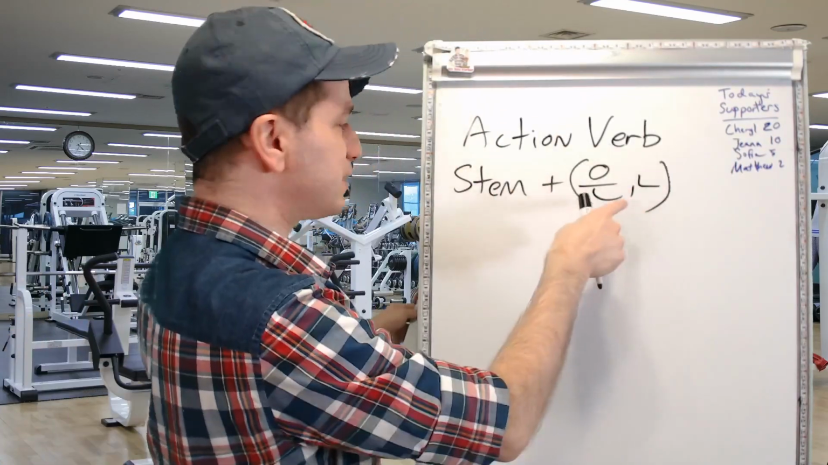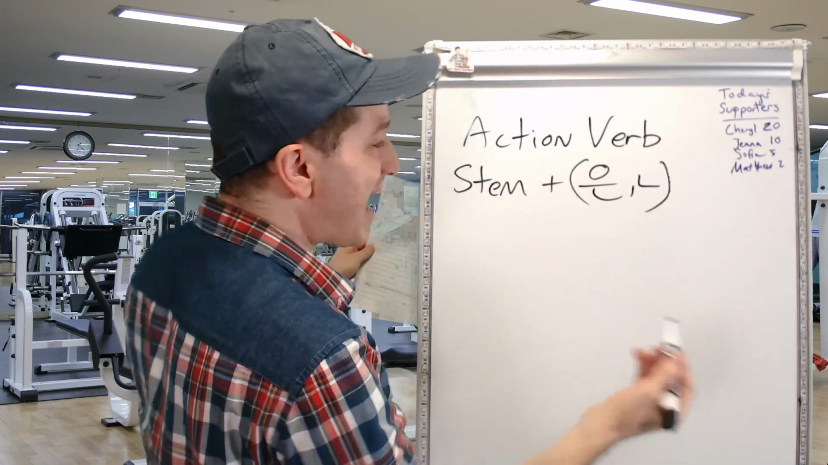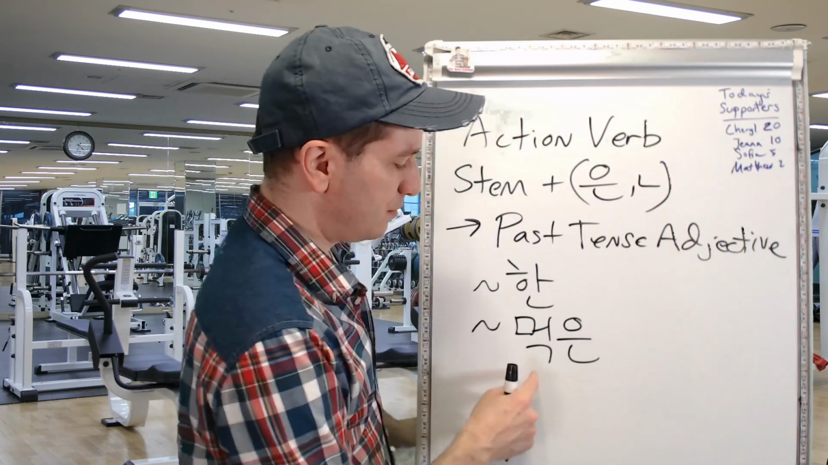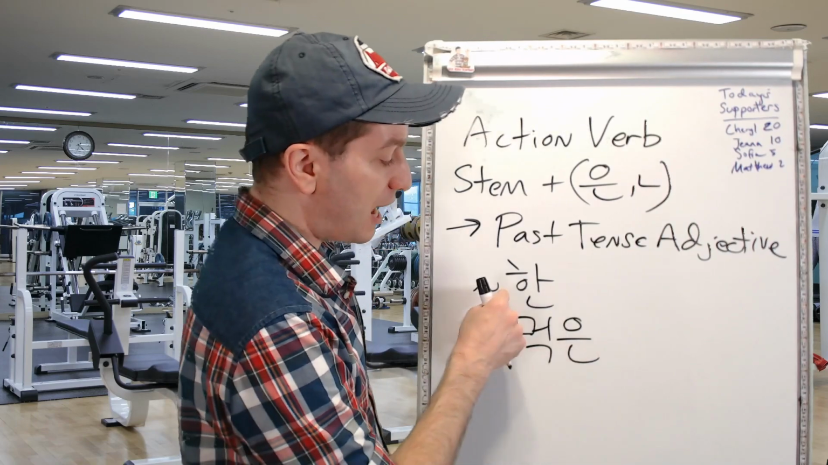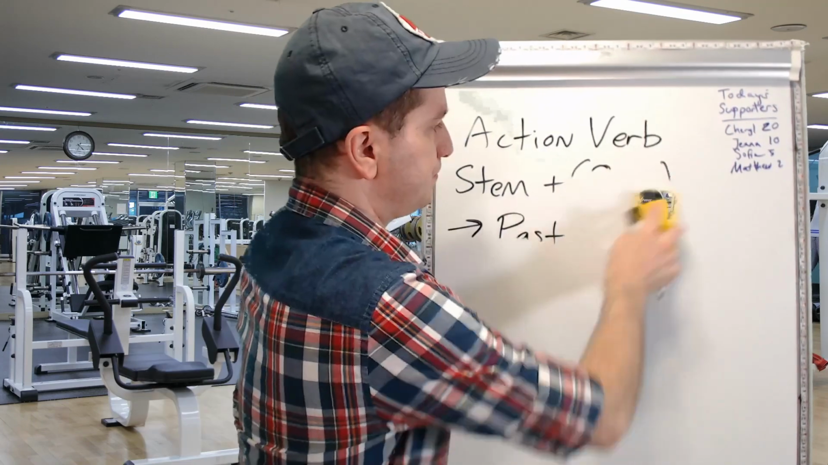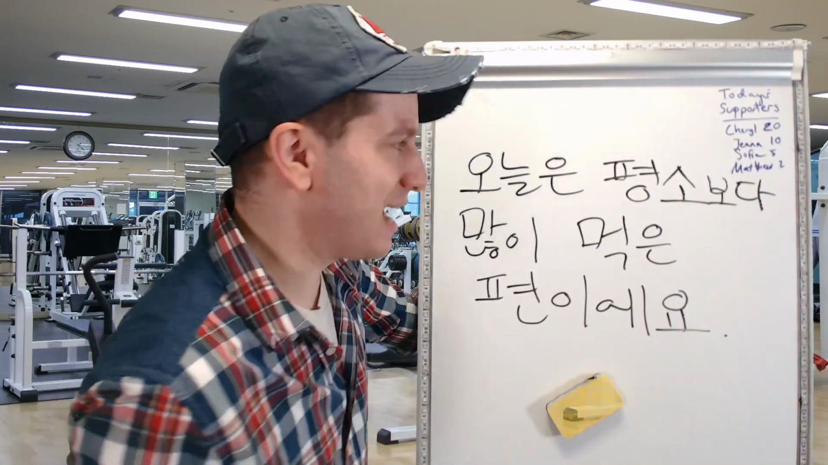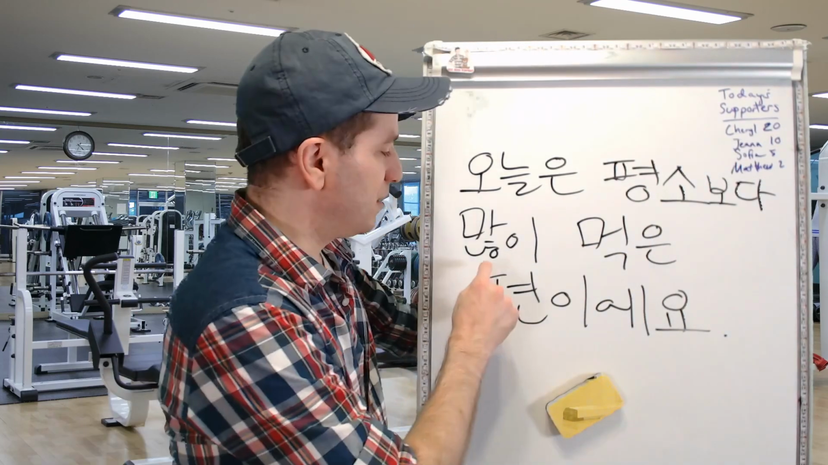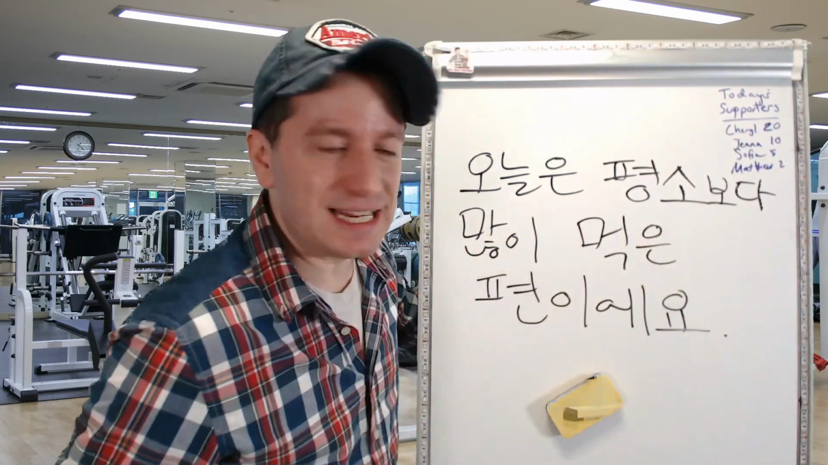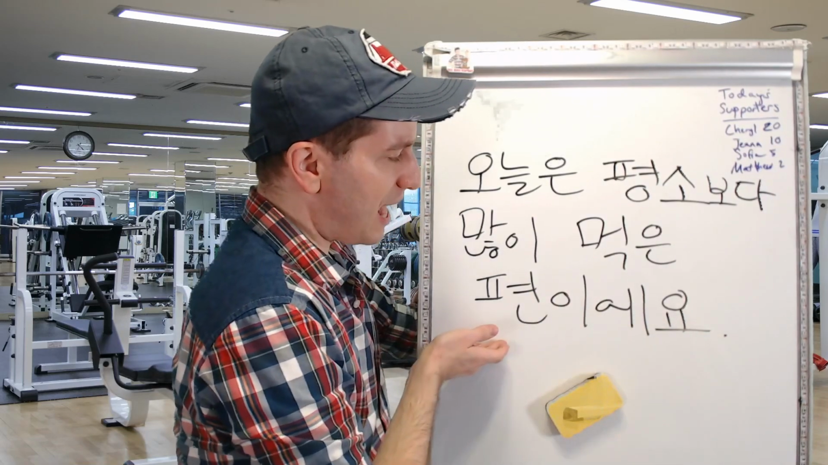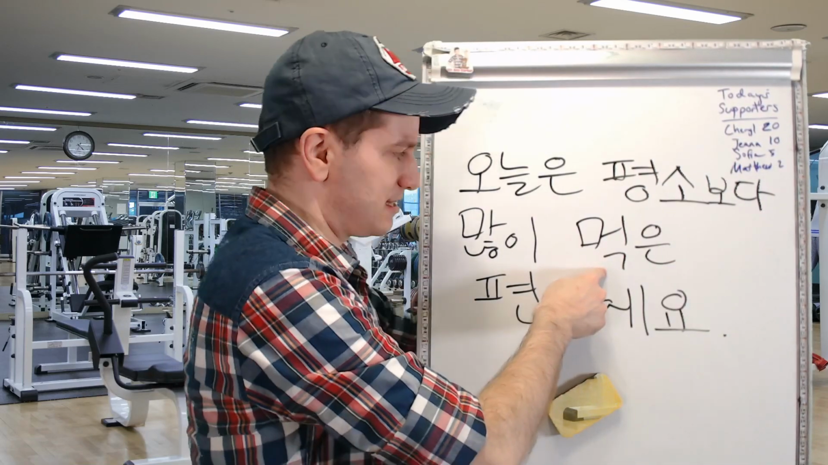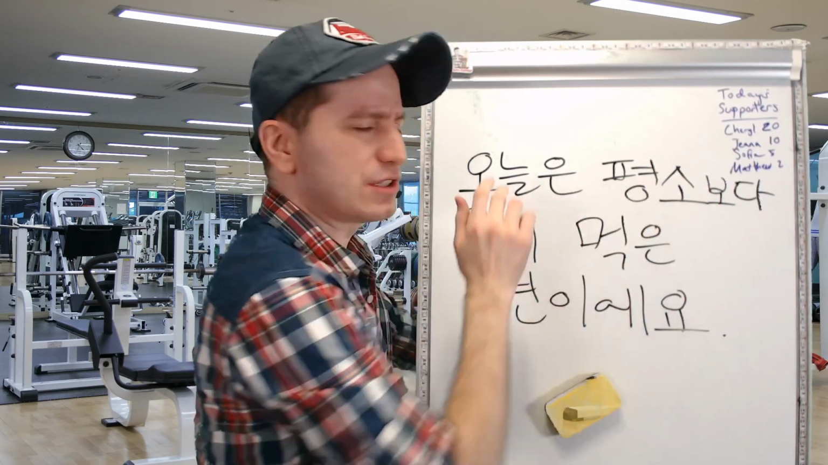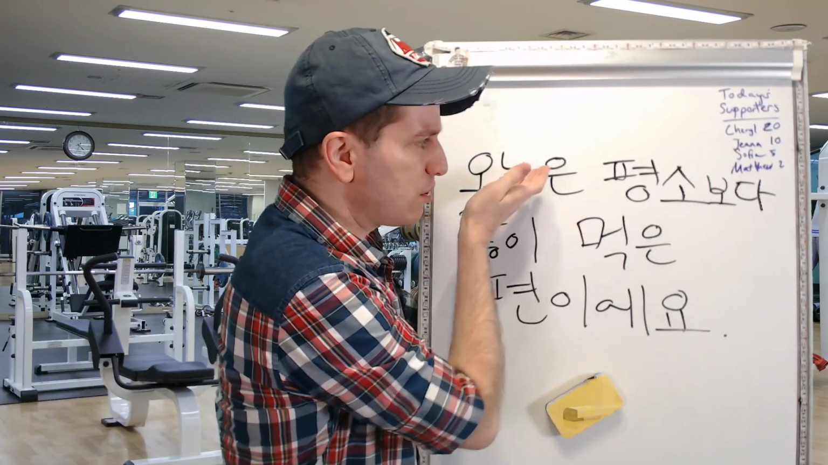You can also use this form with past tense adjectives with action verbs. You take an action verb and you conjugate it into a past tense adjective. For example, 먹다 to eat would become 먹은, 하다 to do would become 한. 오늘은, as for today, 평소보다, more than usual, more than regular, 많이, a lot. 먹다 to eat. 편이에요. I am on the side of, I ate, past tense, a lot more than usual today. So today, I ate more than usual.